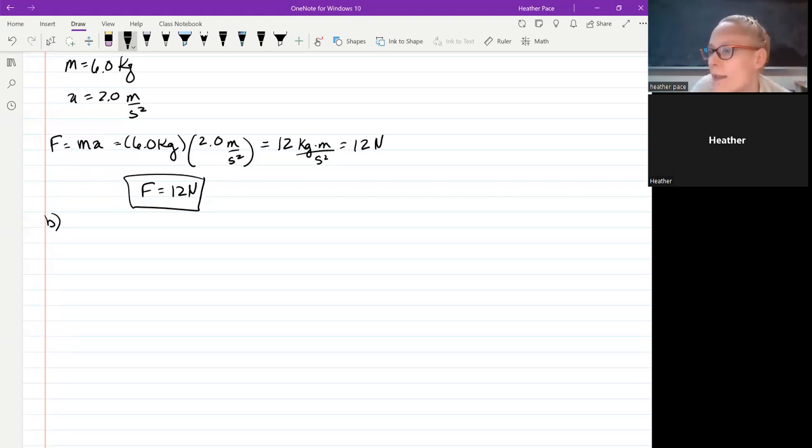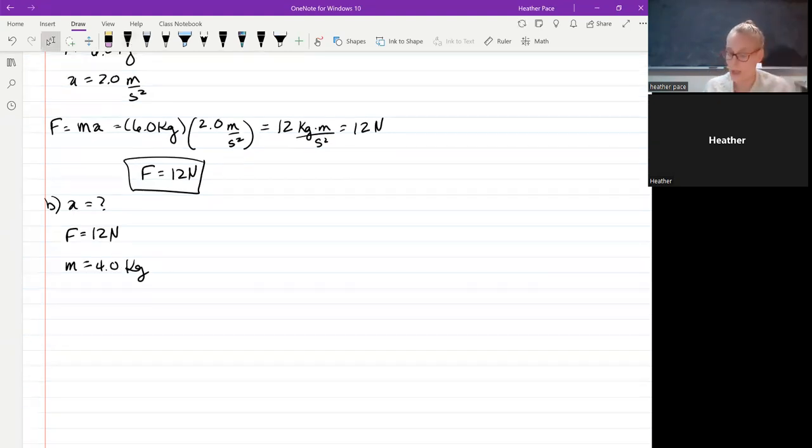All right, so moving on to B. B says if the same force is applied to a 4 kilogram object, what acceleration is produced? So we have Newton's second law. Well, no, we're going to start with what we know and what we need and what we're given. So we need acceleration. We are given force. We are given mass. Always start with what we know, what we don't know, what we need, potential equations we could use.